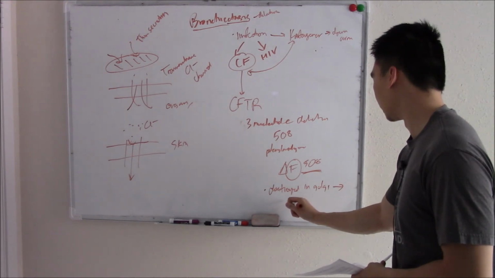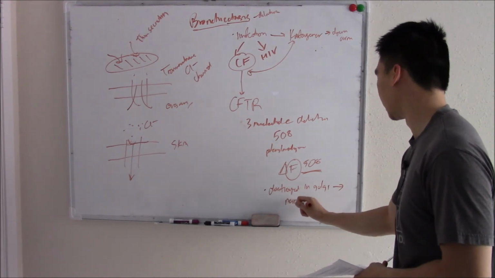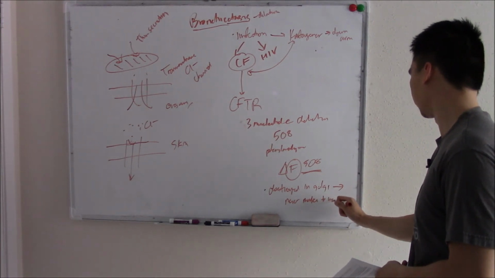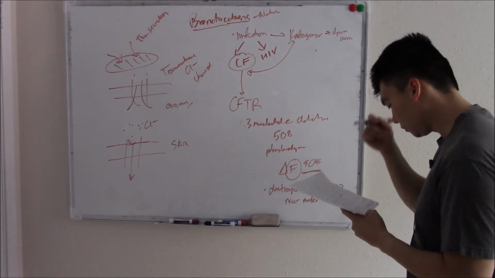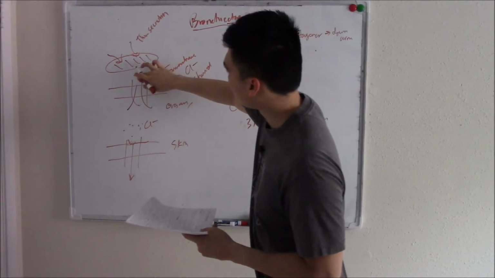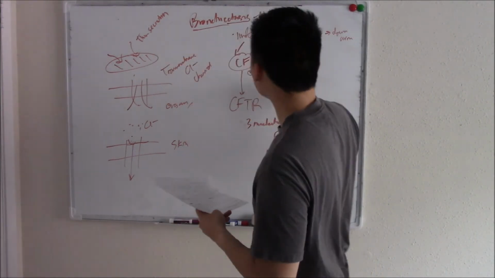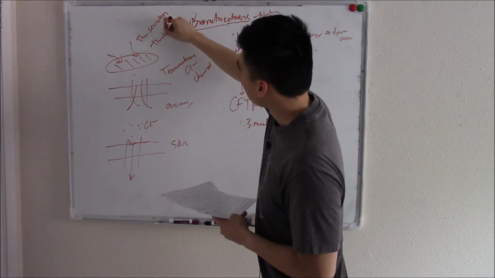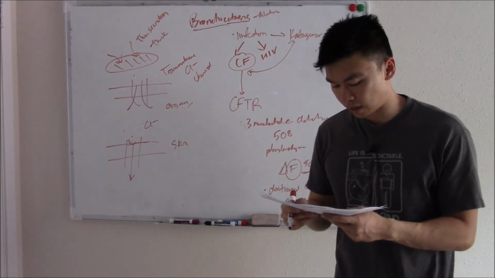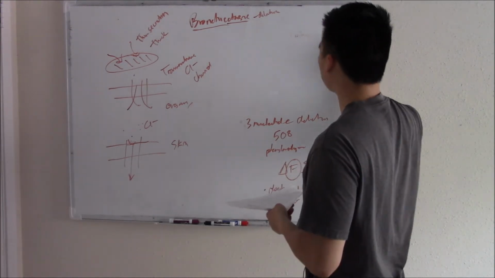Never makes it to the membrane. And if it never makes it to the membrane, then it can't do these functions. It can't pump out chloride, and now you have thick secretions. It never takes in chloride in your skin, and now you have chloride all over your skin. Okay? So let's just talk about the thick secretions first.